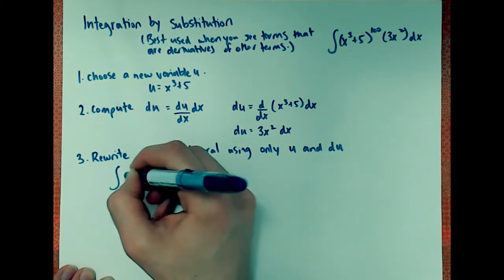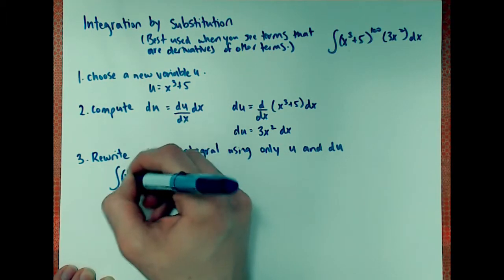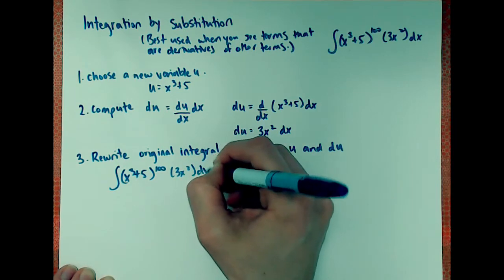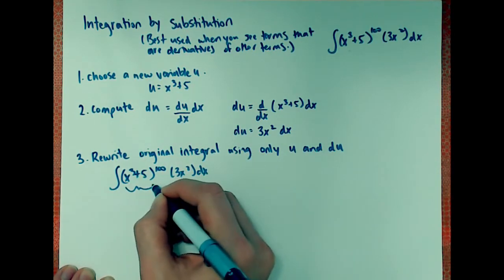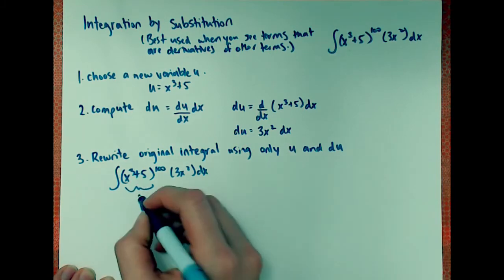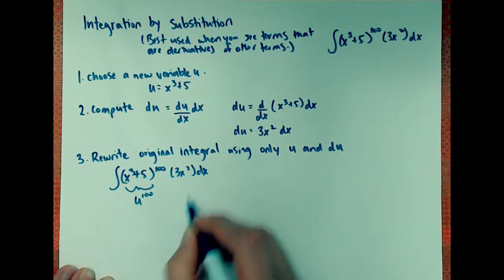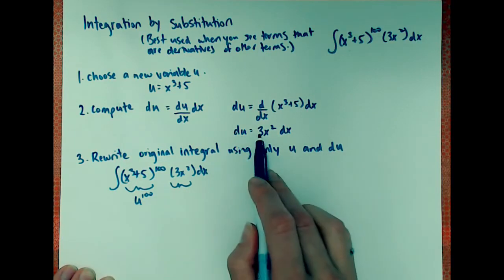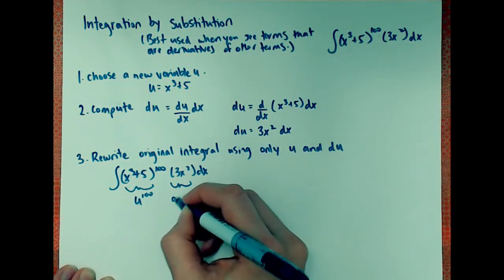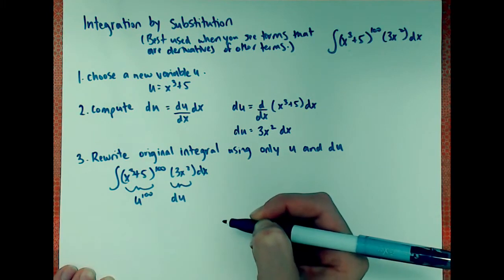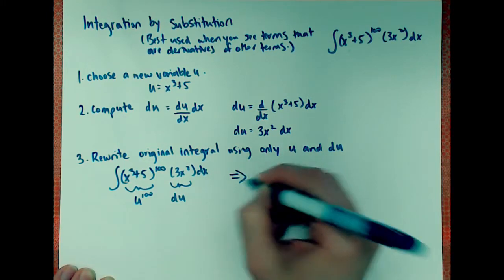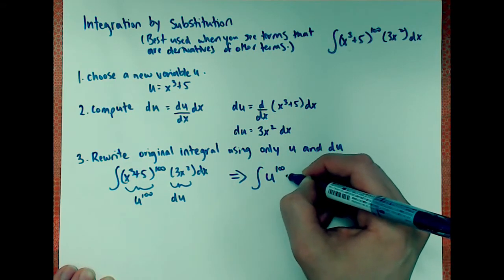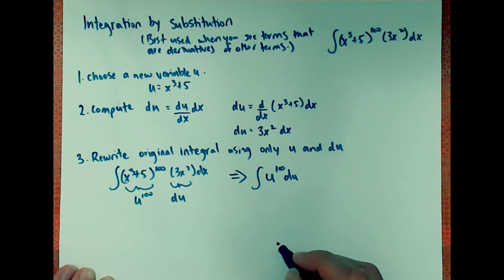So here we had x cubed plus 5 to the power of 100 times 3x squared dx. This is u to the 100. Here, du is equal to 3x squared dx, so this whole term is du. So now our integral has become the integral of u to the power of 100 times du.